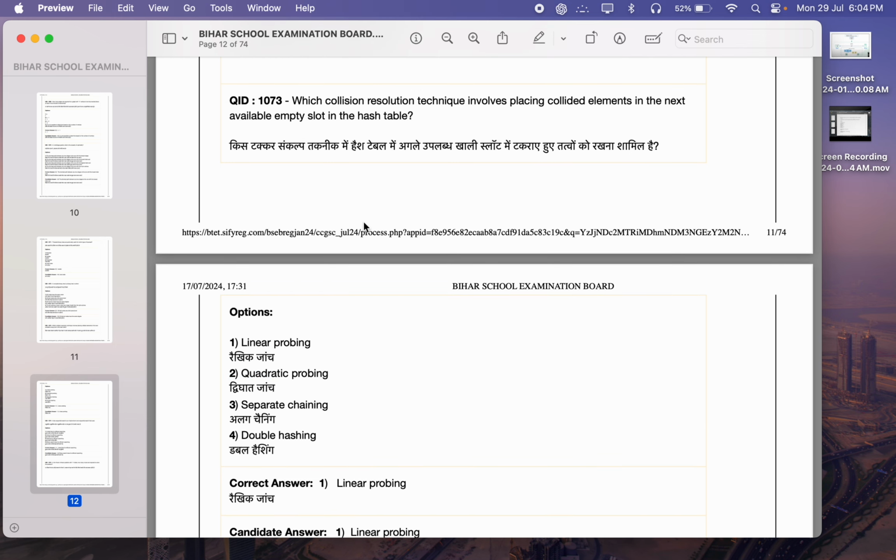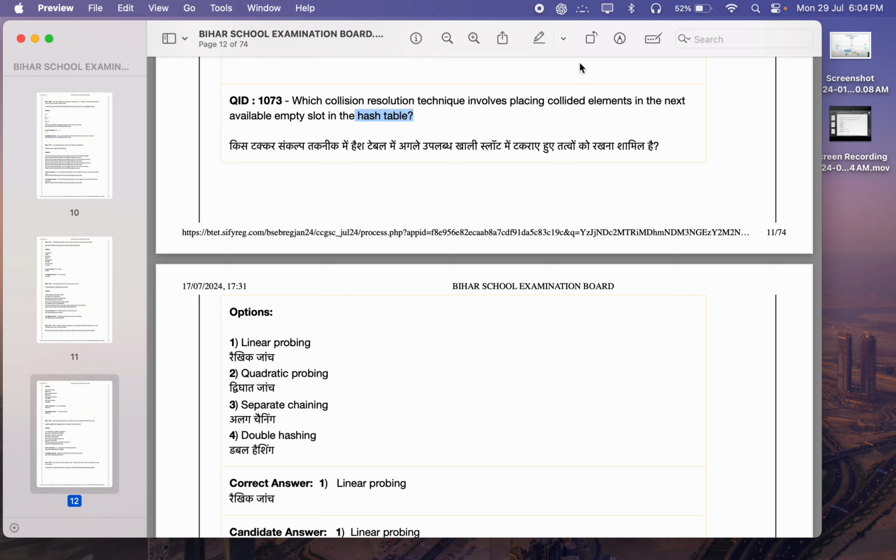What linear probing means is, let's say you have an array of 10 elements, of size 10, right? And you have to store like 5 elements, and you want to use a hash table. So this hash table is of size 10. You want to store 5 elements, and the function using which you are able to assign a position for each element is a hash function.